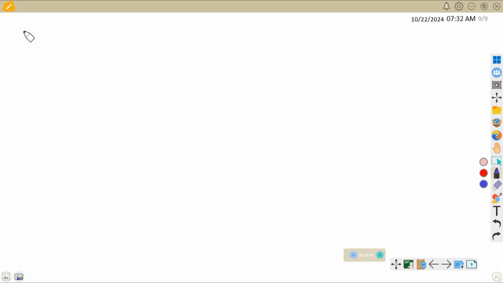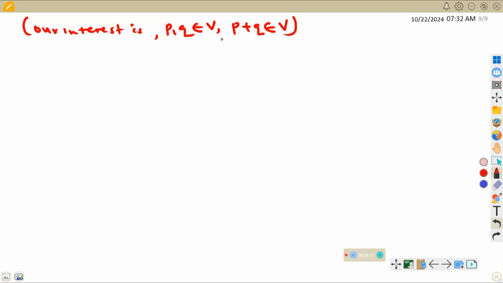Now let us talk about P plus Q. Remember, our interest is, when you pick P and Q from V, you need to show that P plus Q is also an element in V. This is what we are interested in. So if that is our interest, we shall need to talk about P plus Q.